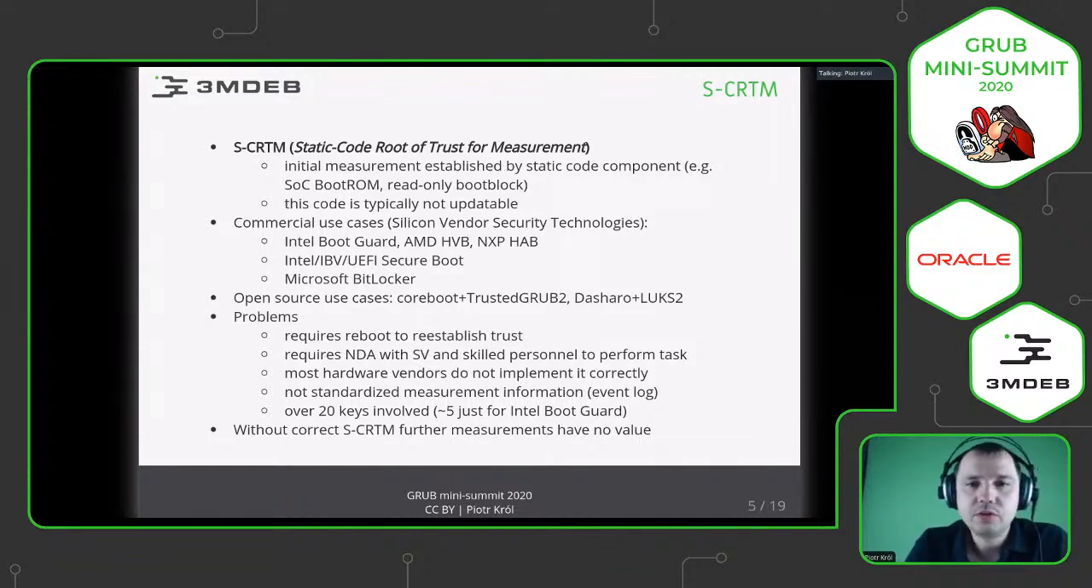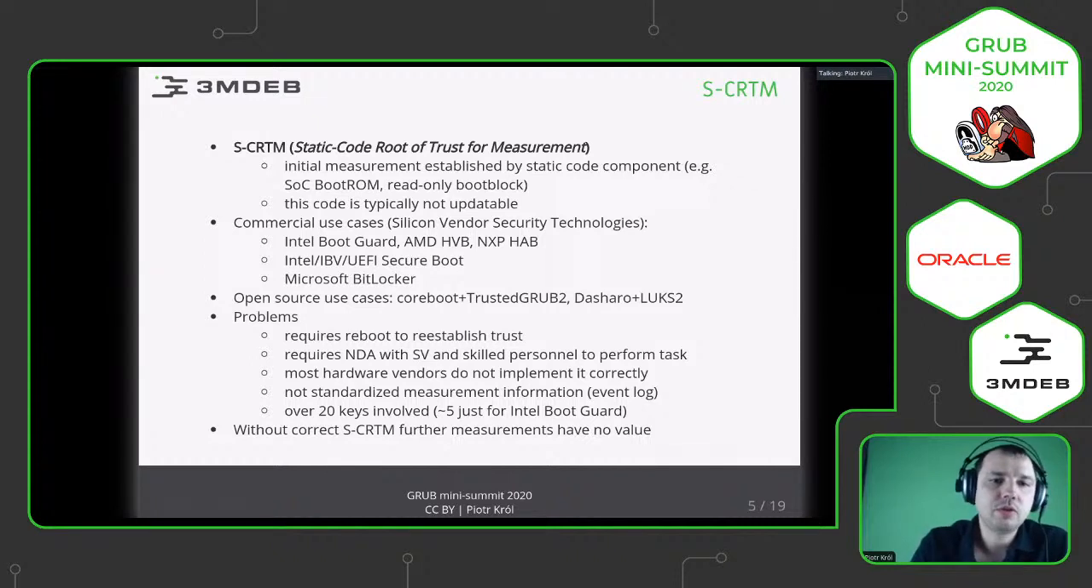And typically this code is not updatable, although there are some possibilities here. But for example, in NXP we have bootrom and this code is not updatable. What are the use cases for static code root of trust for measurement? Typically, we think about Intel Boot Guard or AMD hardware validated boot or NXP hardware assured boot. So those are the commercial terms for using that.